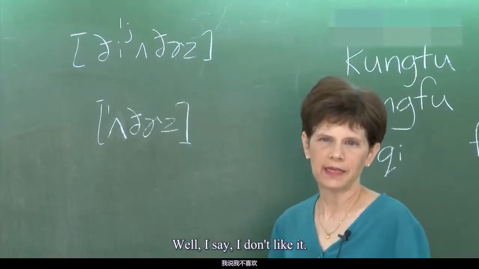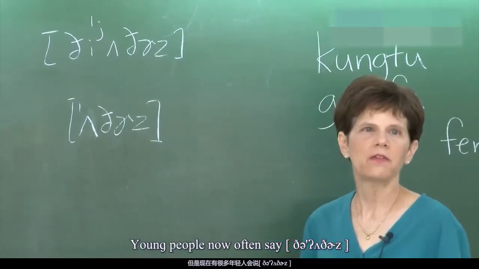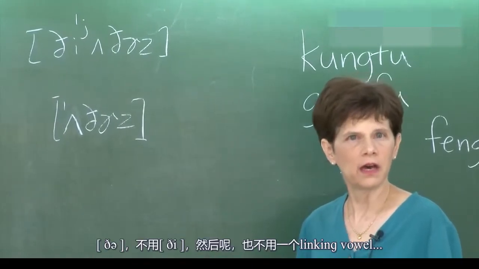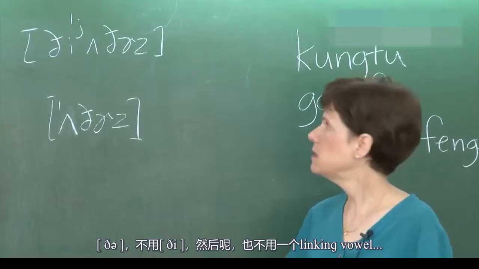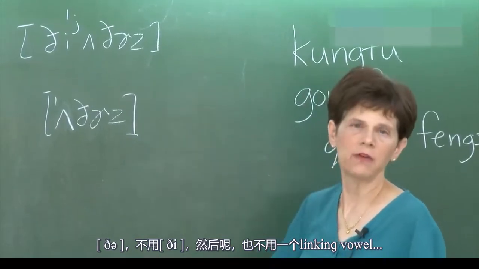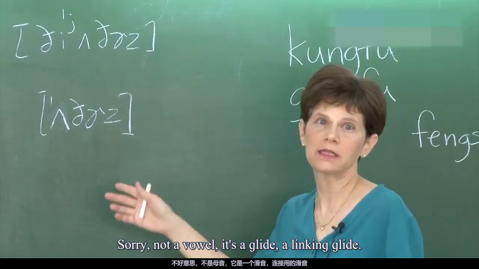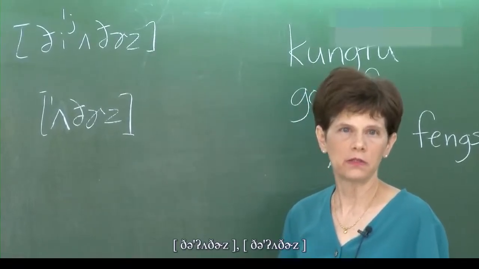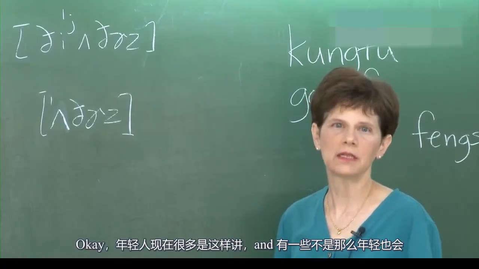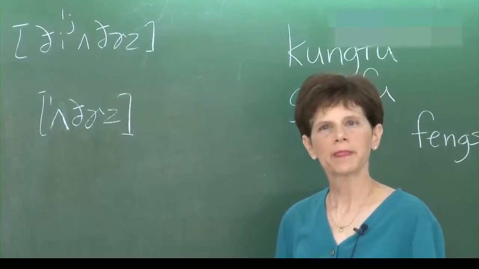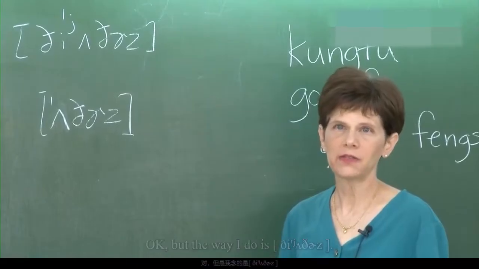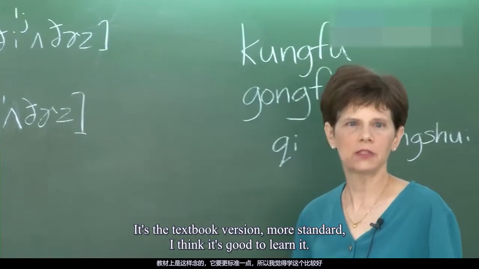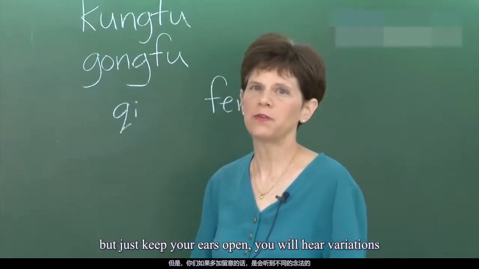Well, I say I don't like it. Now, young people now often say the others. 年轻人的趋势现在是 the others. The 不用 z. 然后呢，也不用一个 linking vowel or a linking, not vowel, it's a glide, a linking glide. They just put a glottal stop there. The others. Okay, 年轻人很多是这样讲 and 有一些不是那么年轻也会. Okay, but the way I do it is the others. I think it's the textbook version, more standard. I think it's good to learn it, but just keep your ears open, you will hear variations.